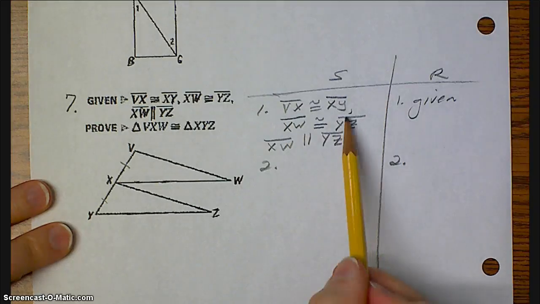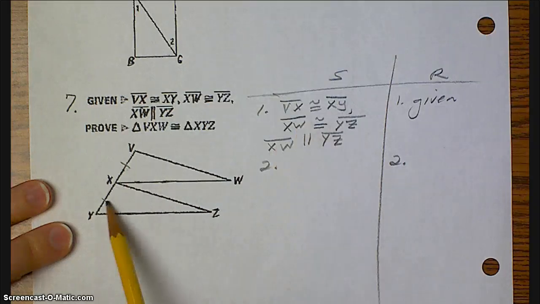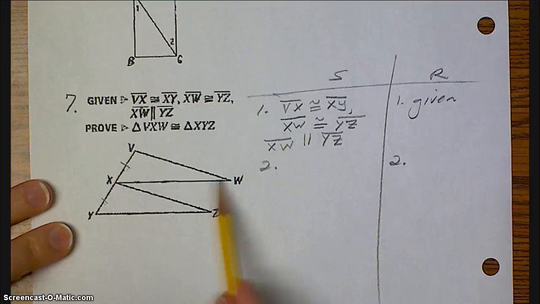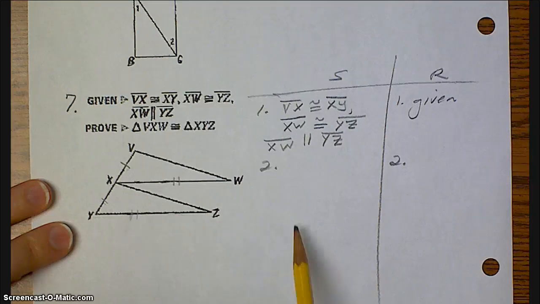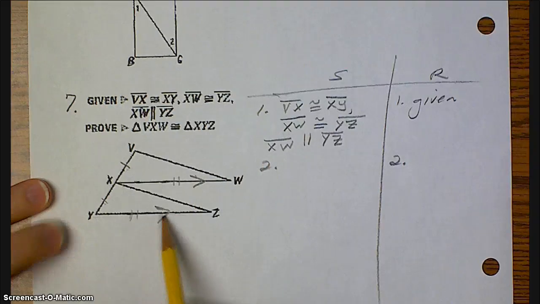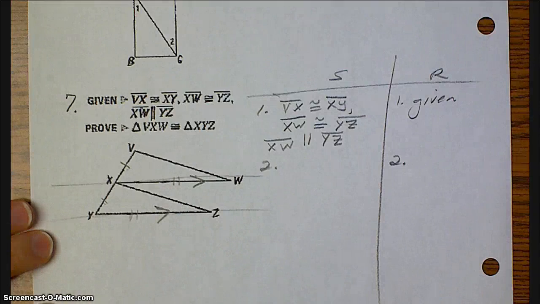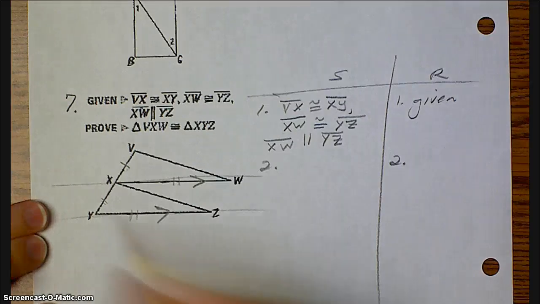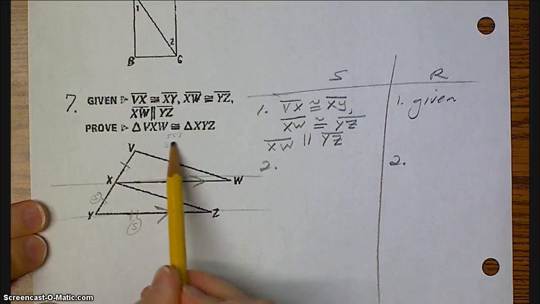Okay, so now we want to start putting our information onto our picture. So VX is congruent to XY, put 1 tick mark. XW is congruent to YZ, 2 tick marks. And then I know that they're also parallel to each other, so I'm going to put a little arrow, and I'm going to go ahead and extend those lines so I can get a better idea. Alright, right now I've got 2 sides. That means my options are either going to be SSS or SAS.